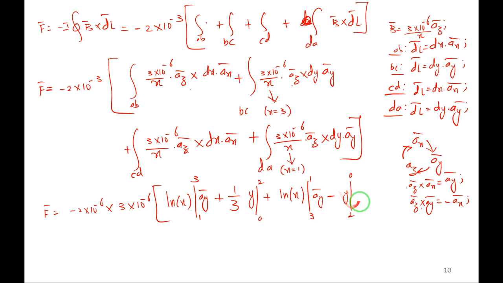Anything we have missed out? Just check it. Yes. What do I have to write? Az cross ay is minus, which is already taken. Ax I have to write.